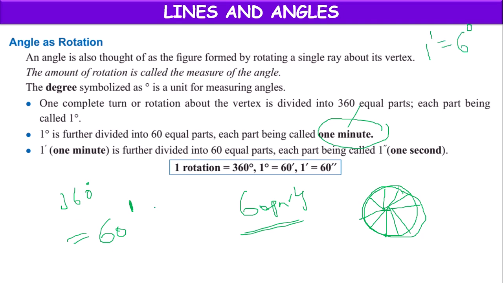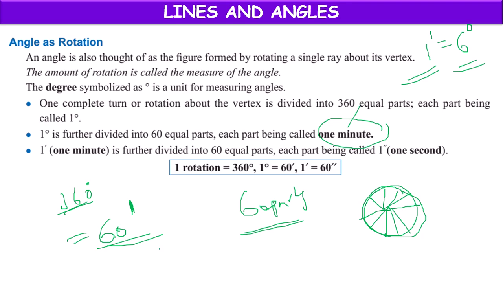Here in the exponent place, if you keep a single line, like an apostrophe, it is called a minute. So 360 degrees equals 60 minutes, where each minute equals 6 degrees. So 60 minutes into 6 degrees equals 360 degrees.